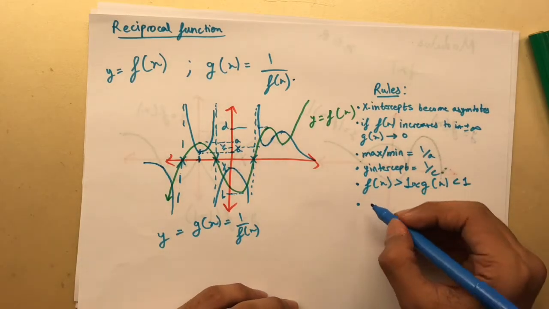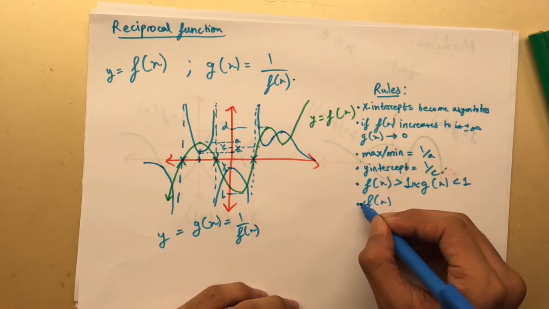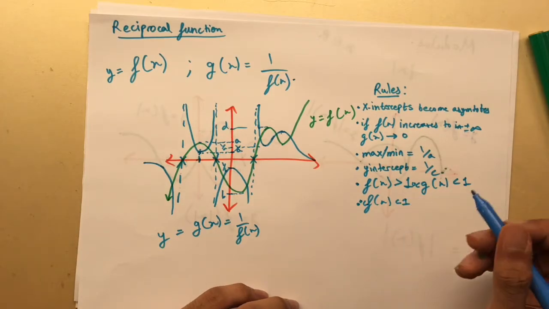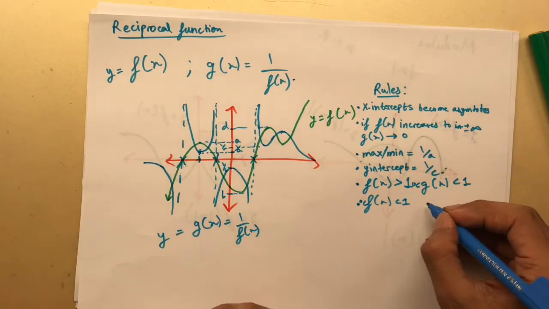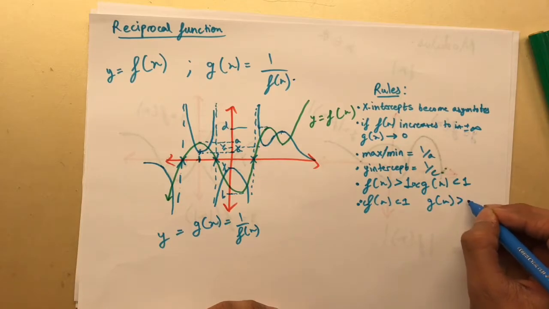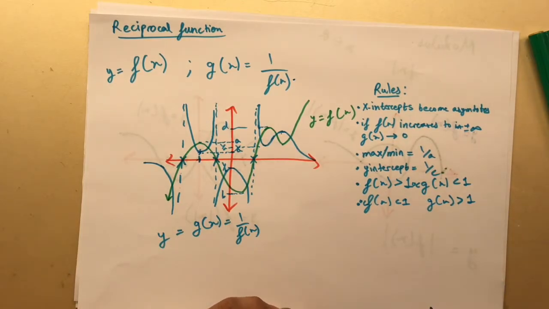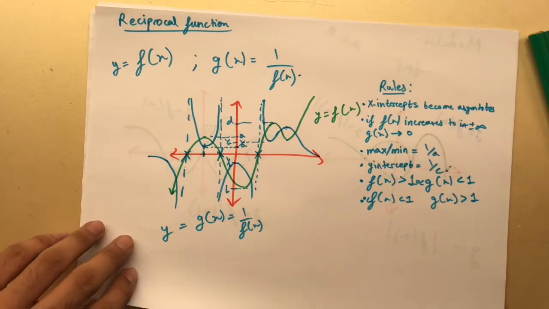And if f of x is between 0 and 1, or -1 and 0, then g of x would be greater than 1 or greater than -1. And just keeping these in mind, you'll be able to graph almost any reciprocal function.